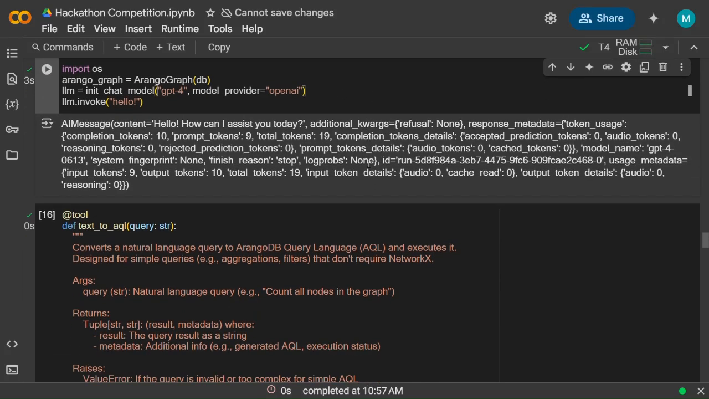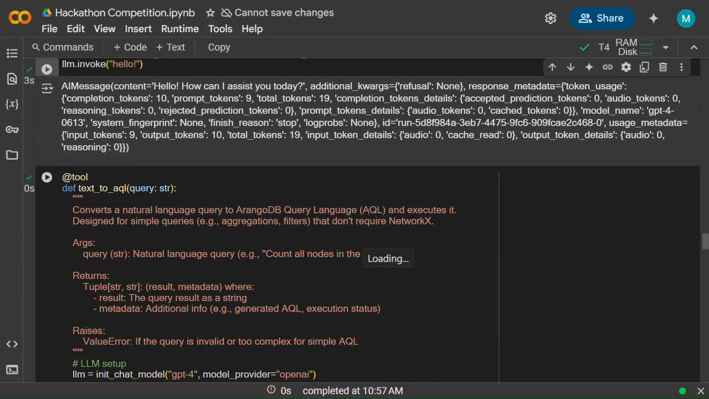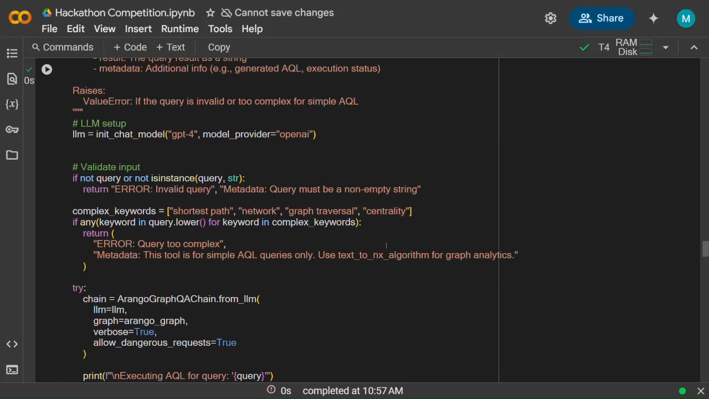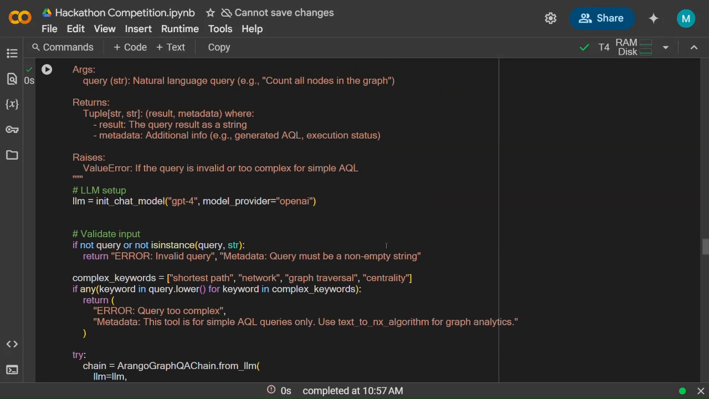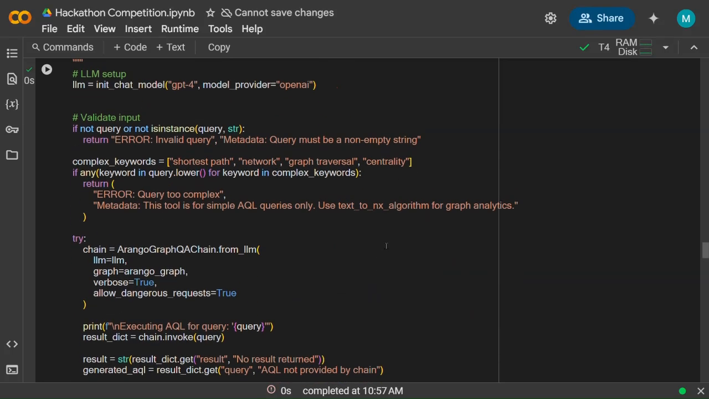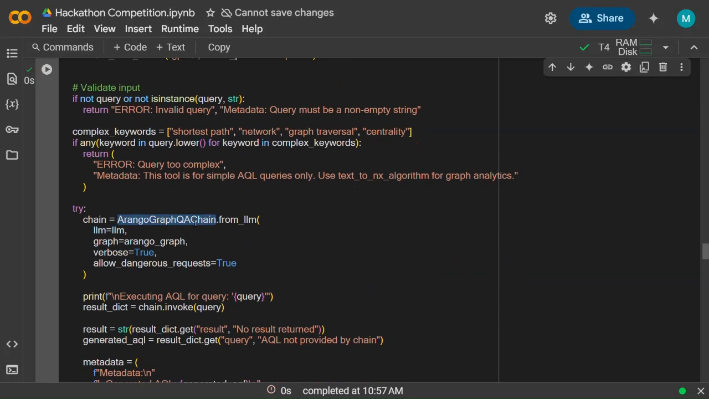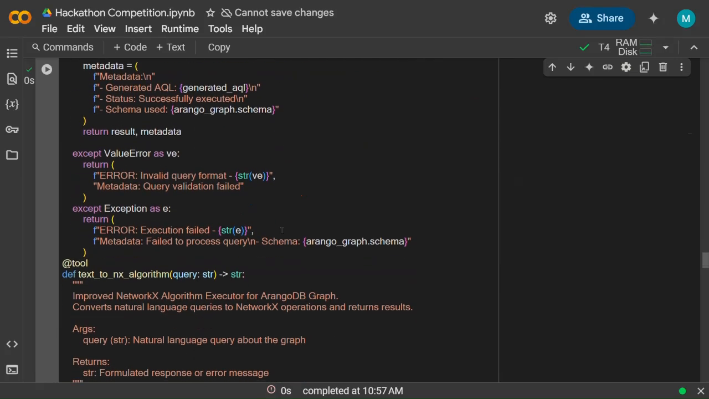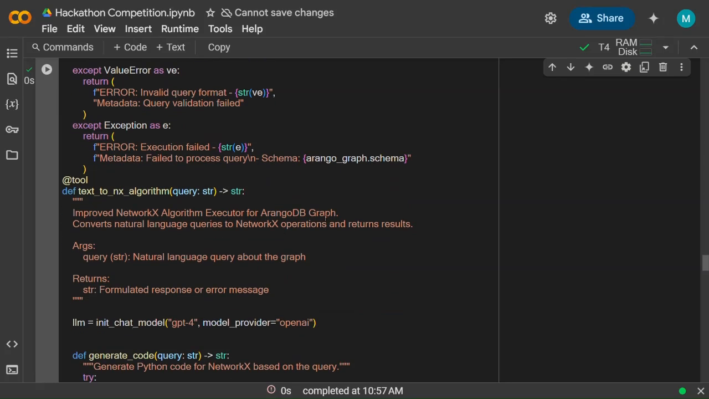Now, as usual, I have used the OpenAI key. This is the text to AQL. To be frank, I didn't do anything here. The ArangoDB provided most of the details. I just integrated it into this. This is really a game changer, I would believe. Just added some basic prompts so that the results would be much cleaner.